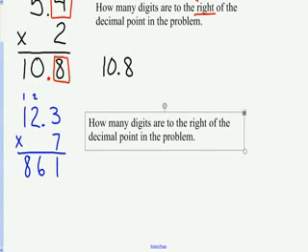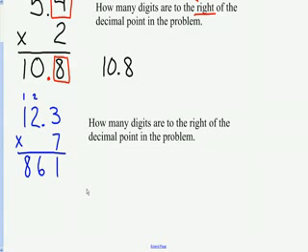I have to ask myself the same question as the first time. How many digits are to the right of the decimal point in the problem? And when I look at this problem, 12.3 times 7, I can see that the 3 on the top part of the problem is to the right of the decimal. That's one digit, so I need the 1 in my answer to be to the right of the decimal. So my answer is going to be 86.1.